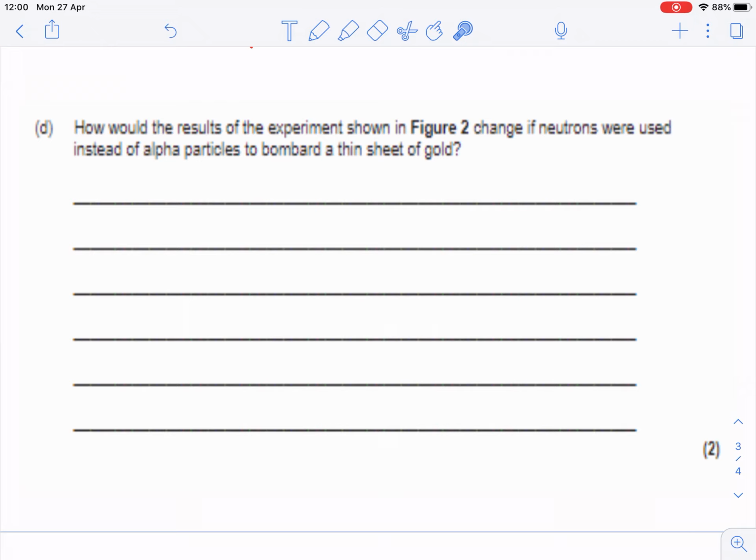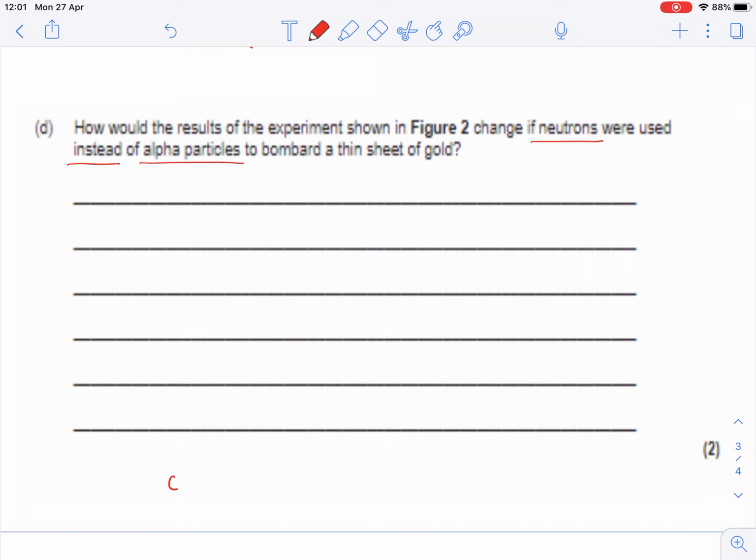So the question asks, how would the results of the experiment shown in figure 2 change if neutrons were used instead of alpha particles to bombard the thin sheet of gold? So this is the scattering experiment. You're going to talk about this quite a lot, potentially in chemistry and in physics in your exams, okay? So what we need to talk about here is firstly our neutrons. It said, how would the results of the experiment change if neutrons were used instead of alpha particles?